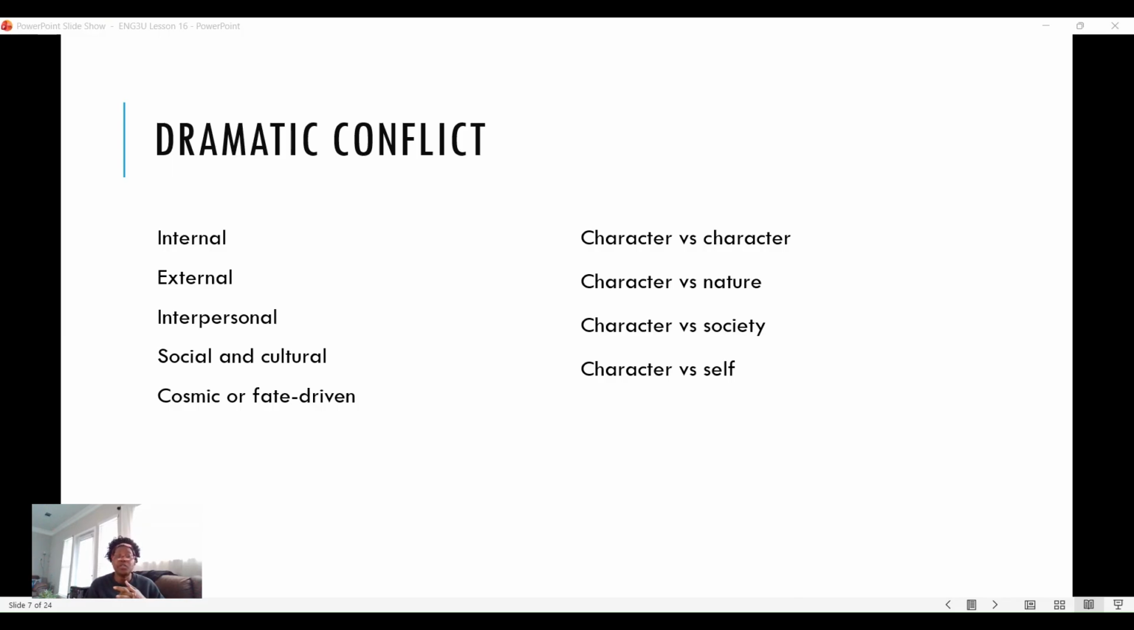And then there's character versus self. Okay, this is where we see that internal struggle within a character, and that's usually involving some type of doubt, ethical dilemma, or tough decision. Again, we saw this with Macbeth. Do I move forward with murdering Duncan, the king, so that I can ascend to the throne, but at the same time, he's a good king. This is also my cousin. There's a struggle there. We saw that.